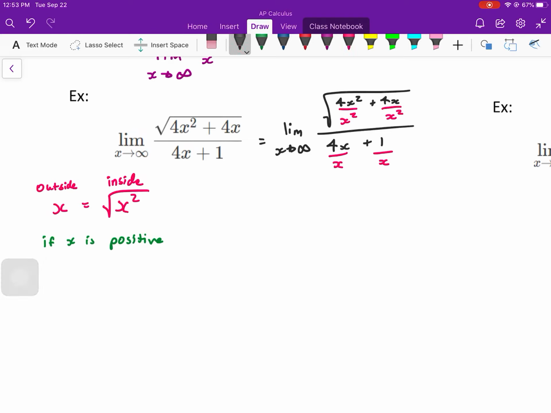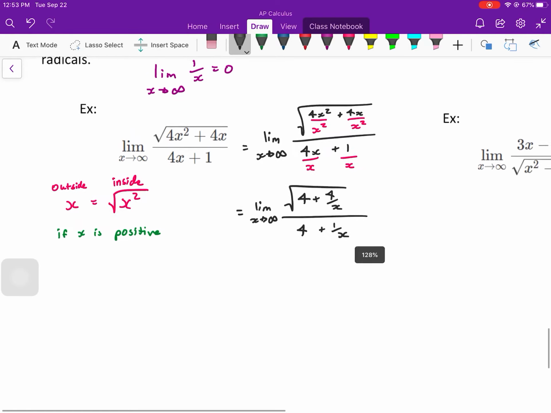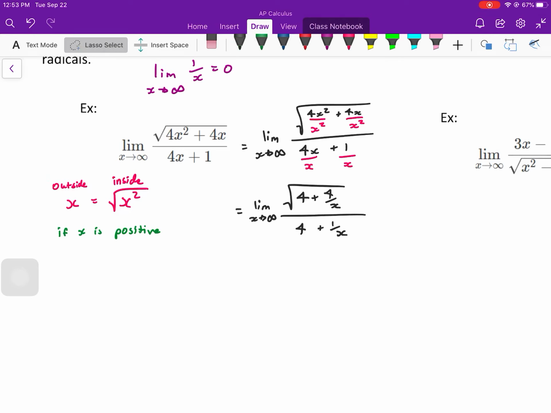So 4x squared over x squared is going to be 4, thinking inside the square root right now, plus 4x over x, the x cancels, and then plus 1 over x. And that's equivalent to the limit as x goes to infinity of that. You need to not forget that limit sign. Sometimes I do.